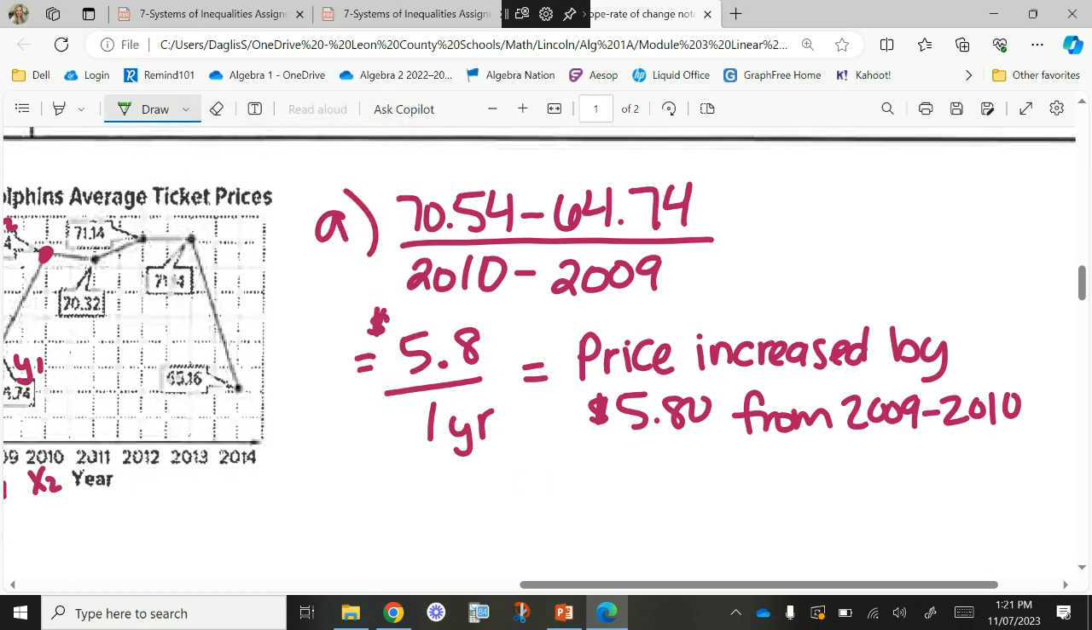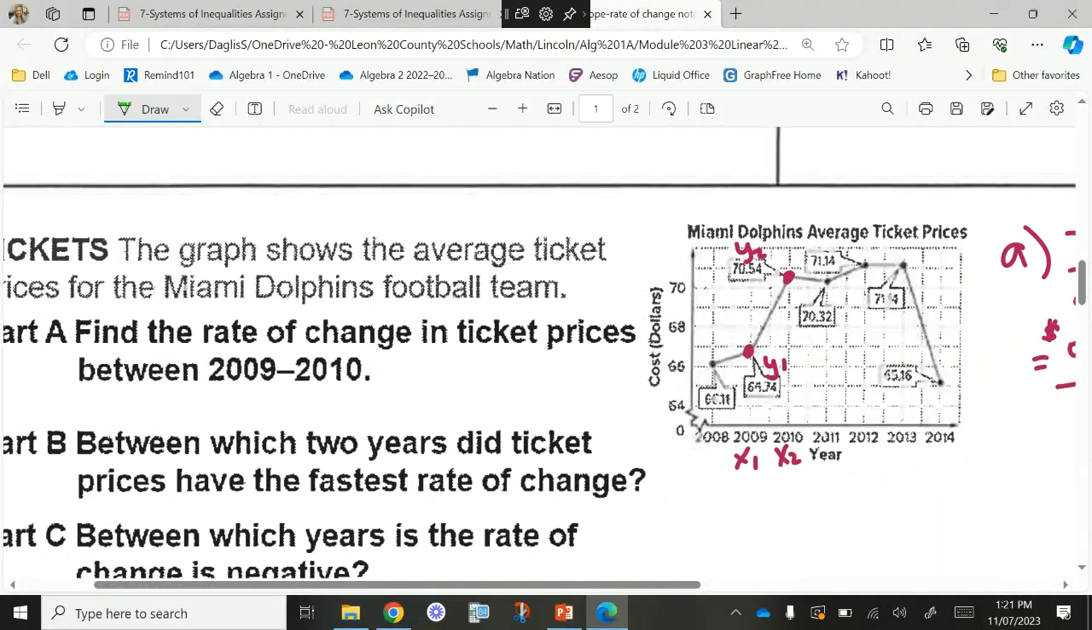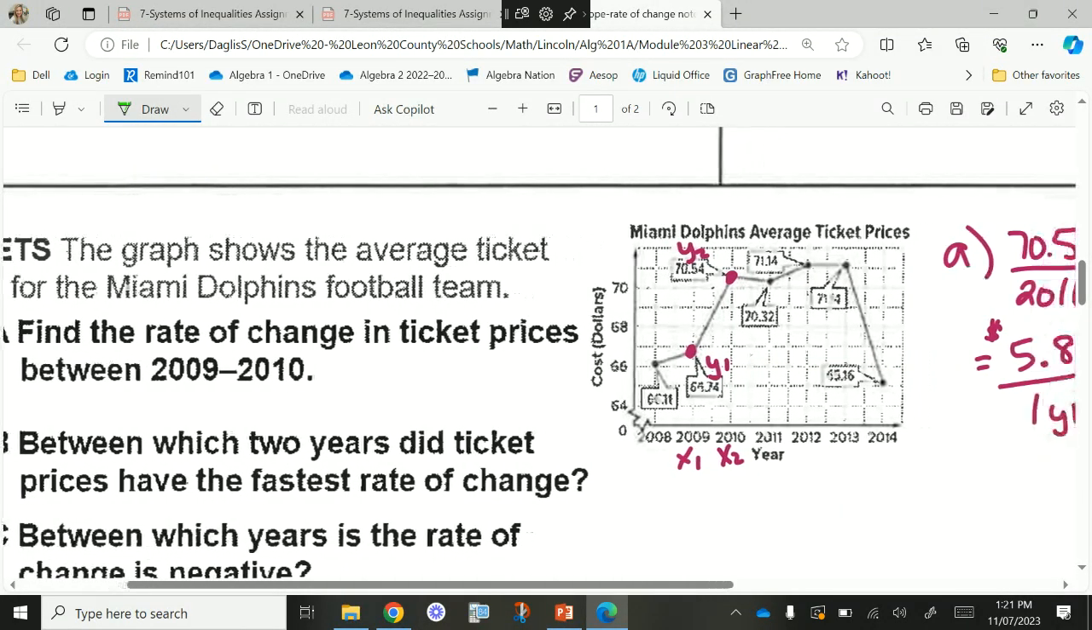All right, what was part B asking me? Let's see here. Between which 2 years did ticket prices have the fastest rate of change? Okay, this word, fastest. Do you think my slope is going to be kind of slanted or super slanted? Super slanted, okay? So that shows the most dramatic change. So where do we see that happening?